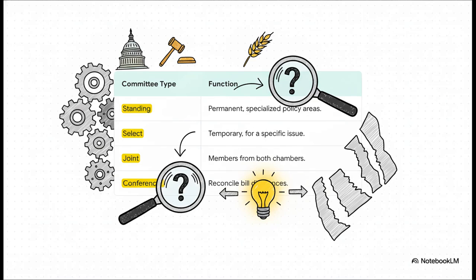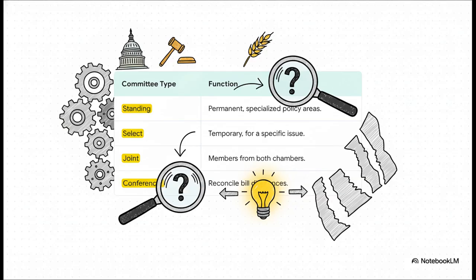So this whole committee system is basically about dividing up the work. You've got your standing committees. These are the permanent ones, the workhorses that handle the big policy areas like agriculture or defense, year in and year out. Then you have temporary ones like select committees to investigate a specific thing, or joint committees with members from both the House and Senate.